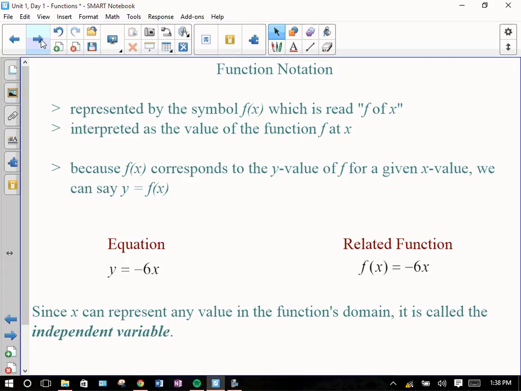And the way we interpret it is it's interpreted as the value of the function f at x. Okay? So because f of x corresponds to the y value of f for a given x value, we can say y equals f of x. So in the very short story, y is the same thing as f of x, and we're going to most of the time replace y with f of x when we're working with functions.